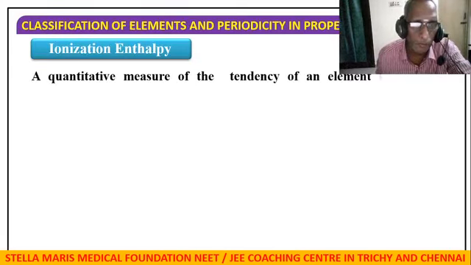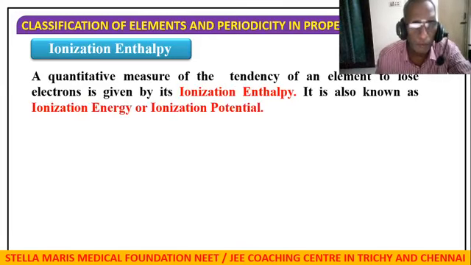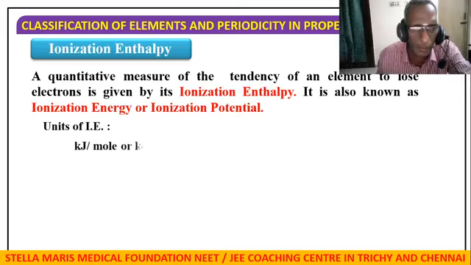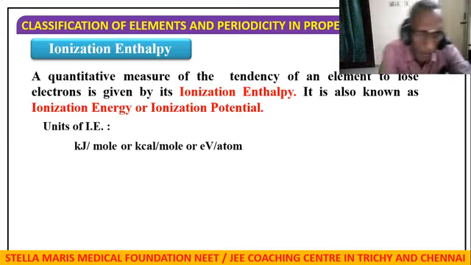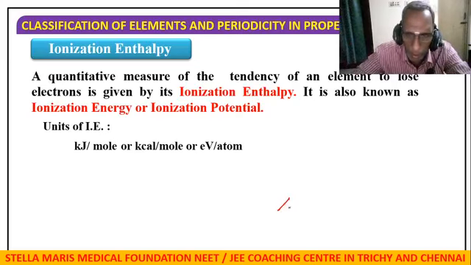Ionization enthalpy is a measure of the tendency of losing the electron. So it is called ionization energy or ionization enthalpy or ionization potential. All mean the same. Already we have seen. It takes the units of energy: kilojoule per mole, or kilocalories per mole, or electron volt per atom. Electron volt is the electrical energy. Joule is any form of energy. 1000 joule is called 1 kilojoule. Everybody has to make a note.